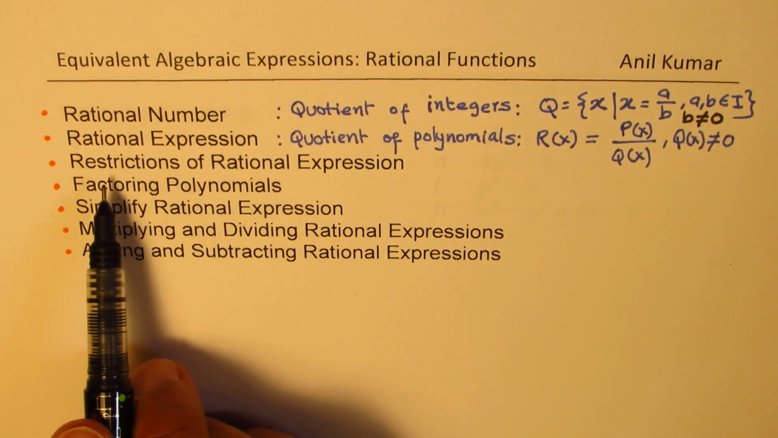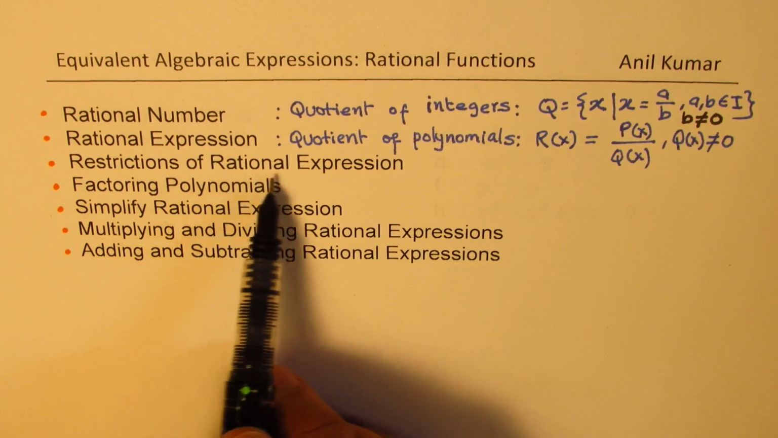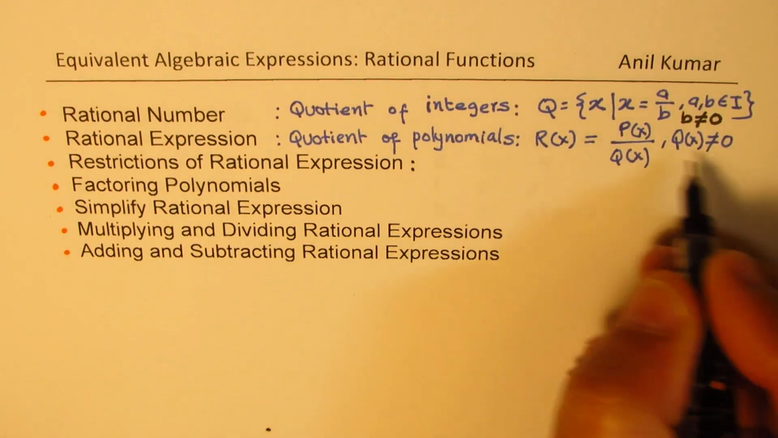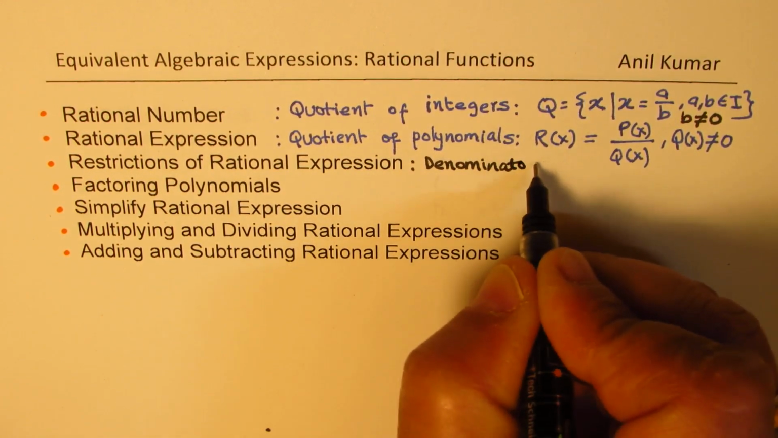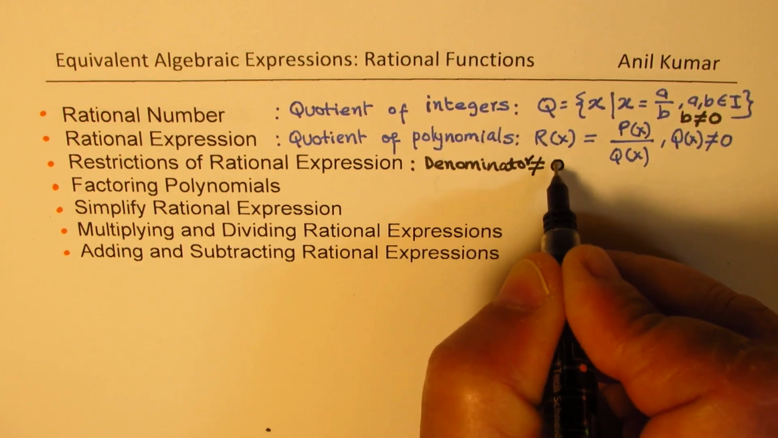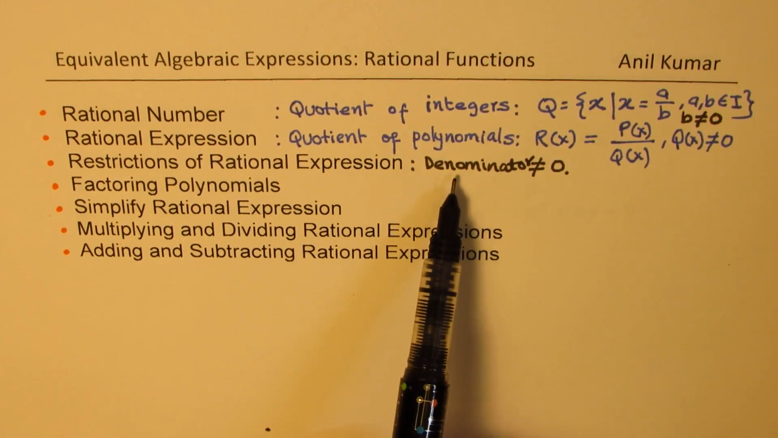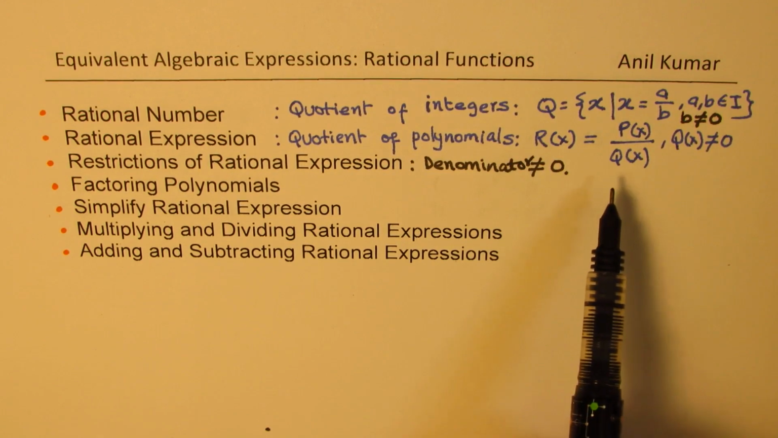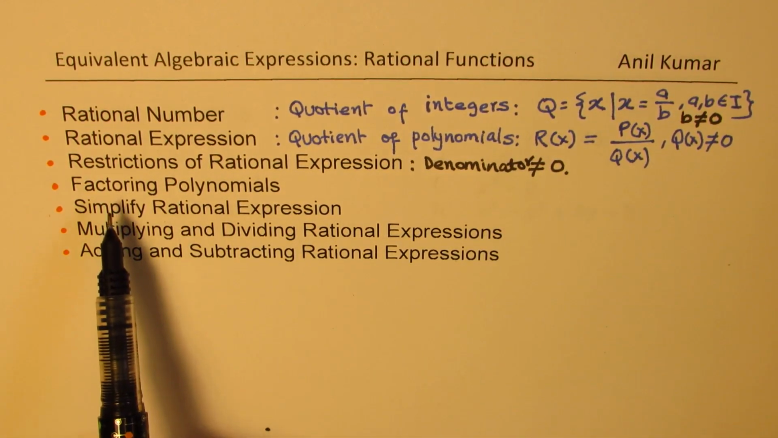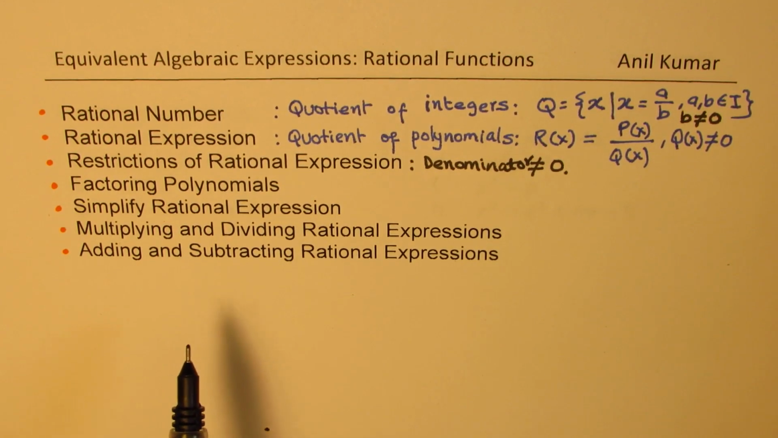So that is how we come to this topic, which is extremely important. Restrictions of rational expressions will be, as you've seen here, that the denominator is not equal to 0. Now, how do we find whether the denominator is 0 or not? Normally, these are given as polynomials, so we may have to learn some techniques of factoring to find whether the denominator is 0 or not. So let's take some examples.